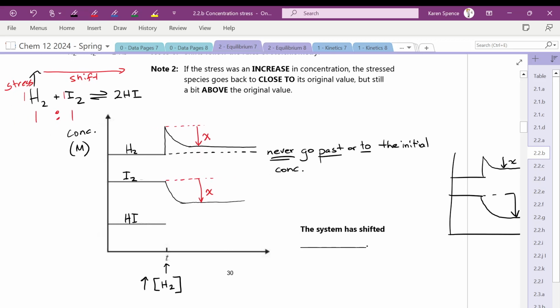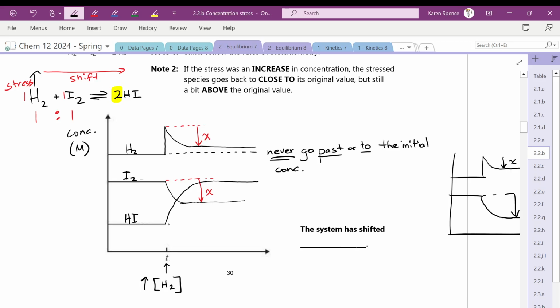Now we are shifting to the right. What will happen to the concentration of HI? It will increase by how much? Twice as much, 2x, because we make 2 HIs for every 1 H2 we use up. We make 2 HIs for every 1 I2 we use up. So it has to go up by 2x, which to me would probably be about here.